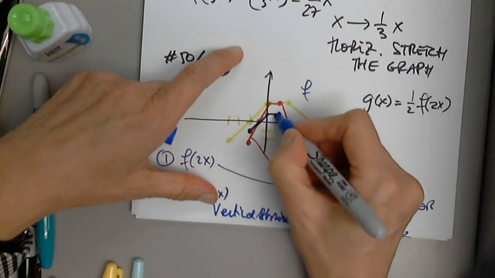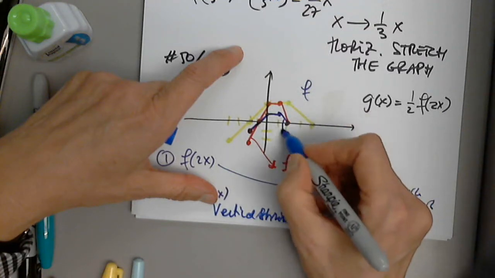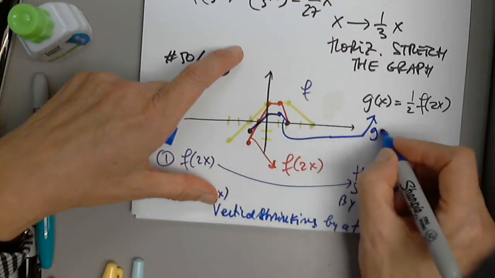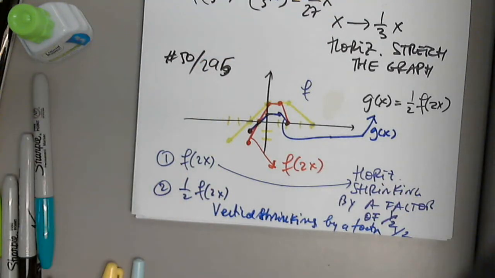This is the final graph, which is g of x, 1/2 f of x, f of twice x. Any questions on this?